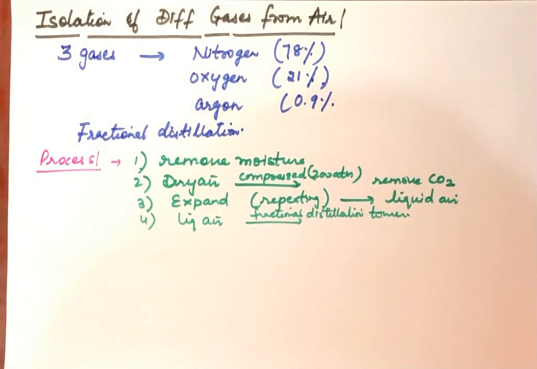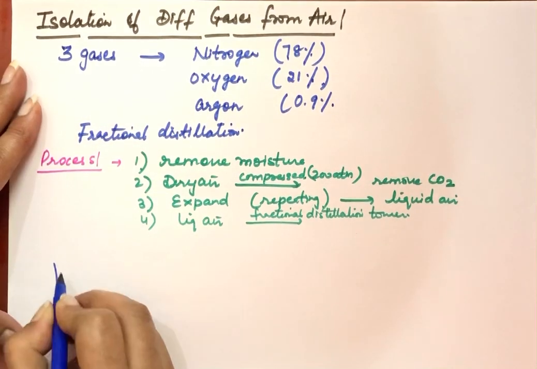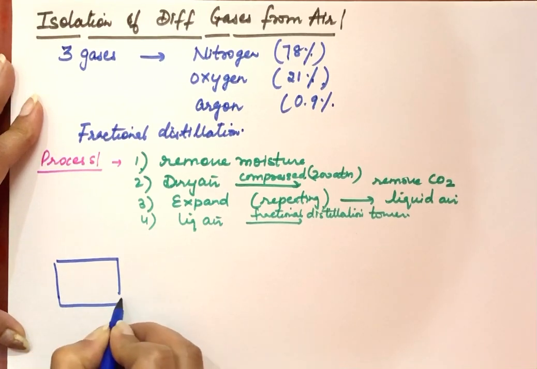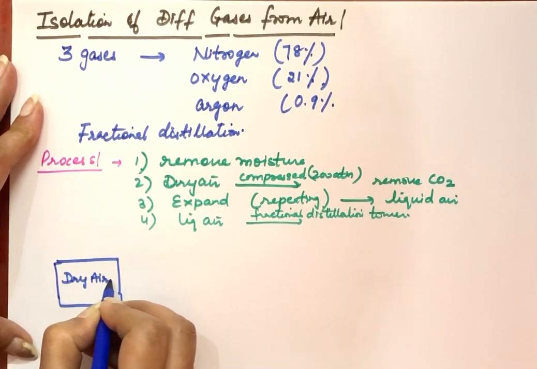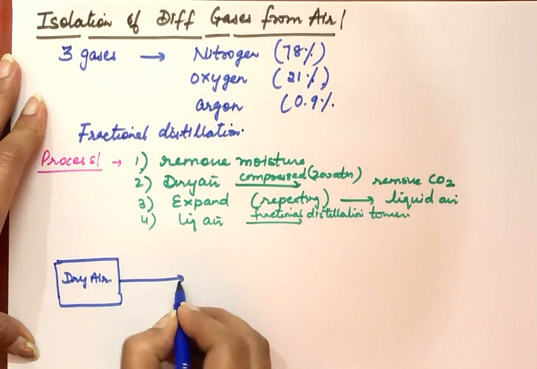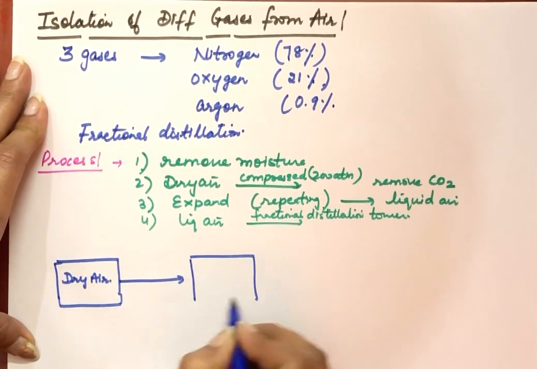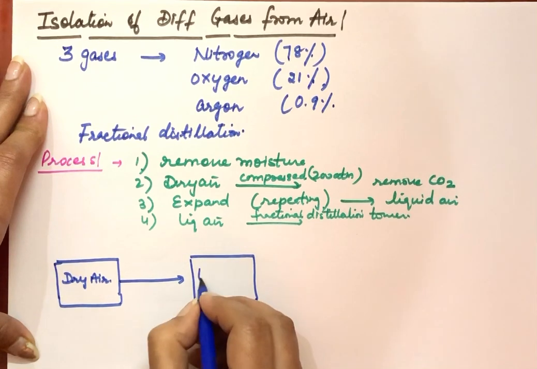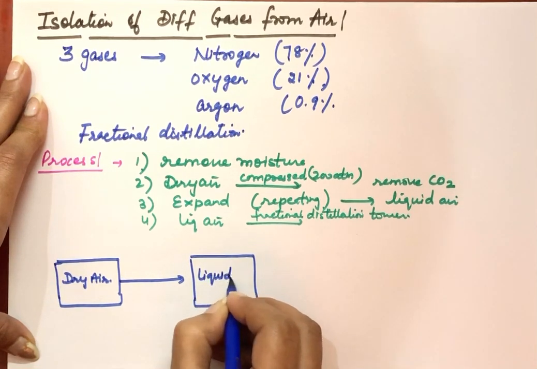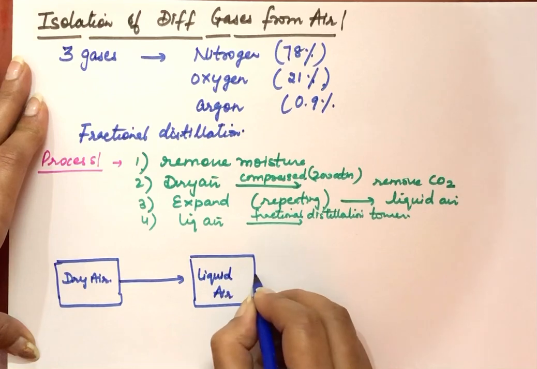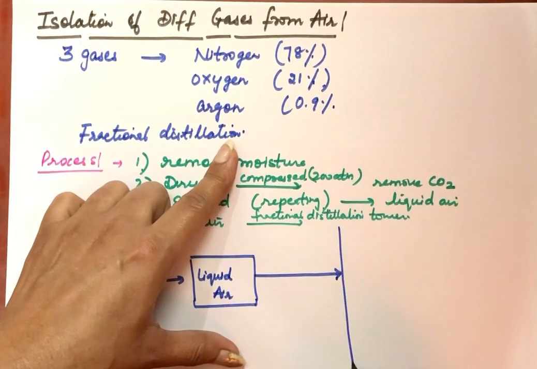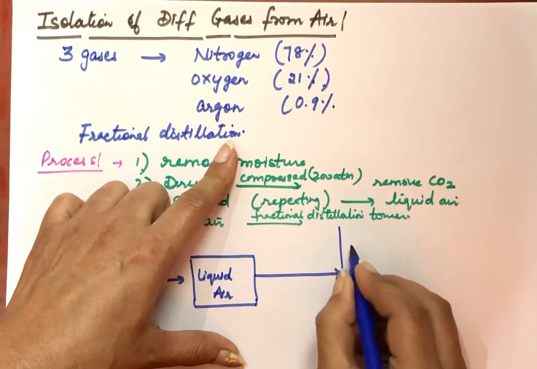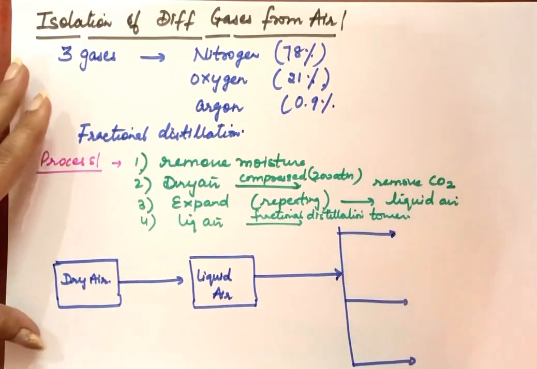Now I'm drawing a flow chart of this separation of different gases of air. Dry air we have taken first of all, and then this dry air, we have to change this to the liquid form, and then this liquid air we have to send it to the fractional distillation tower, and in that tower the different gases will separate at different heights.